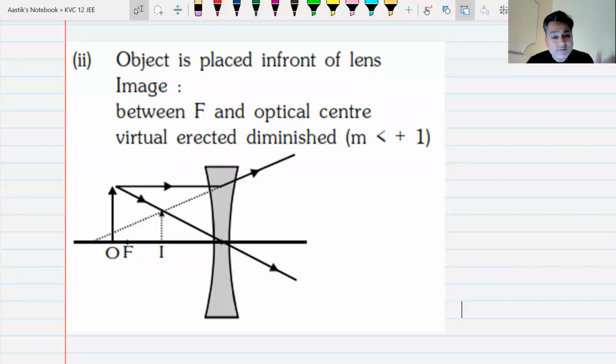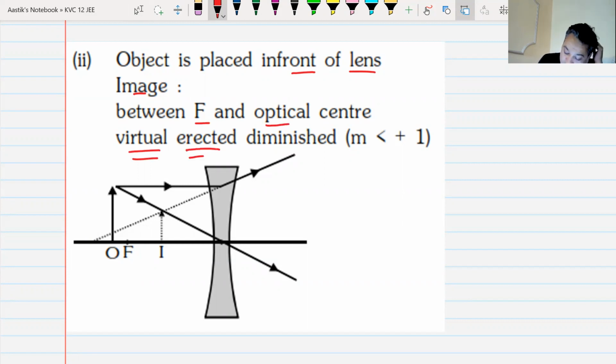Then the next case: if the object is not at focus, this is how the image would be formed. At any other point you place the object, the image is always in front of the lens. That means it is always virtual. It is always between F and the optical center. That means it is always diminished. At the same time, it is erect. Do we understand this?